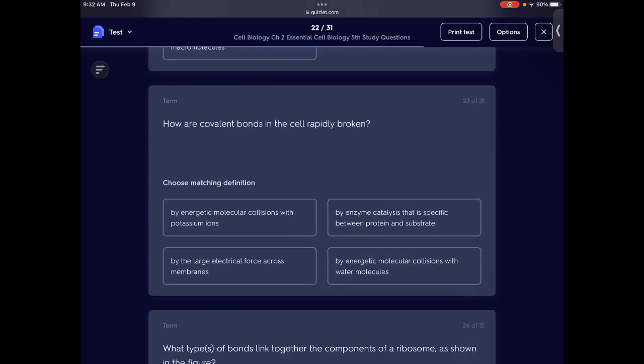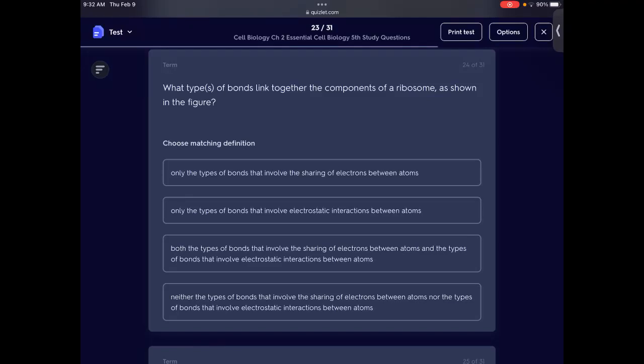Are covalent bonds in the cell rapidly broken? Alright, so let's see. Enzyme catalysis, no, I don't think so. Energetic molecular collisions, nope. Nope. And it must be by energetic molecular collisions with the water molecules, because we have to add water and hydrolysis to break bonds.